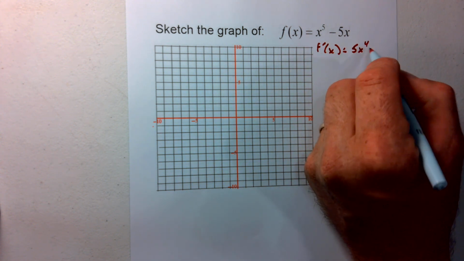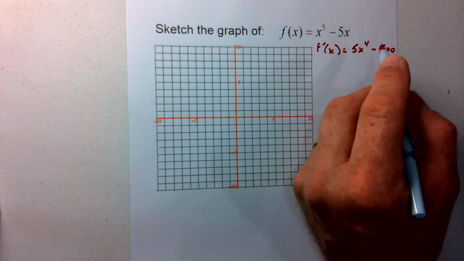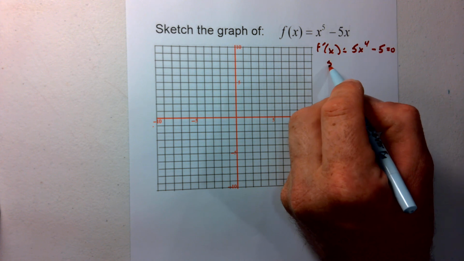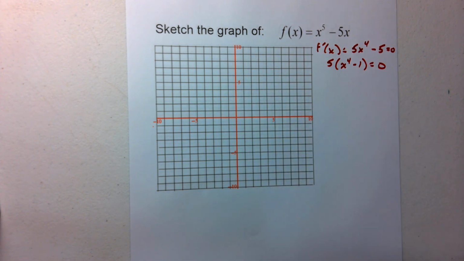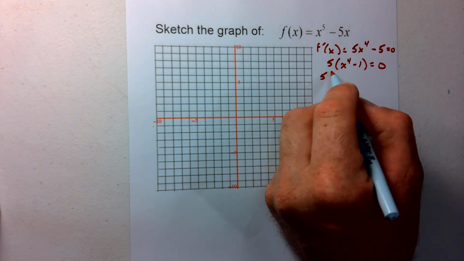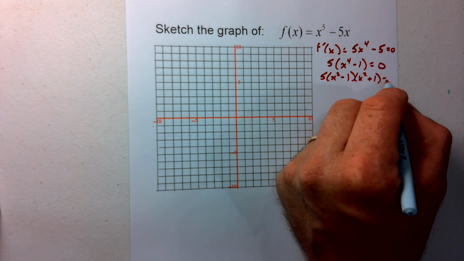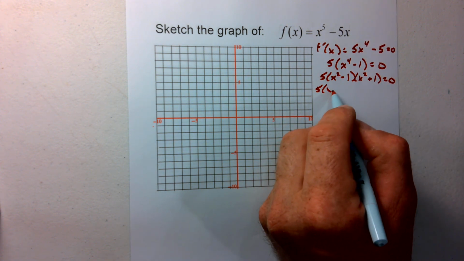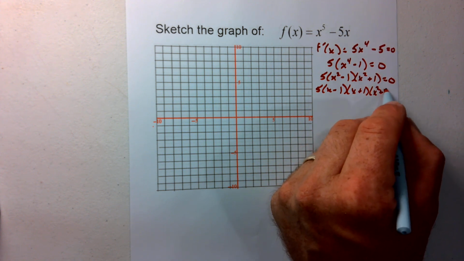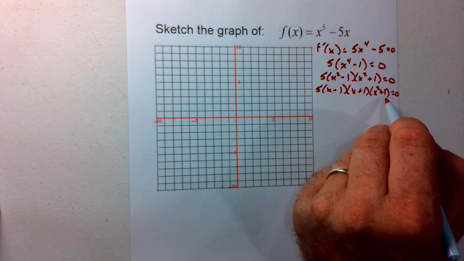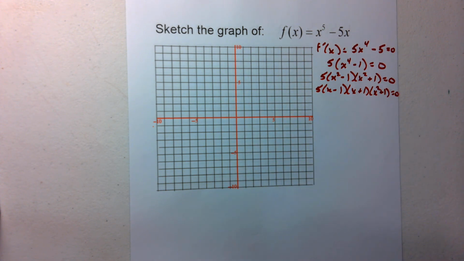So if we look at our first derivative, we have 5x to the fourth minus 5. I'm going to set that equal to 0 to find our critical points. And factor out a 5, we get x to the fourth minus 1 equal to 0. I can go ahead and factor that if you want. We get x squared minus 1, x squared plus 1 equal to 0. And that's going to factor again to x minus 1, x plus 1, x squared plus 1 equal to 0. Remember, x squared plus 1 does not factor.